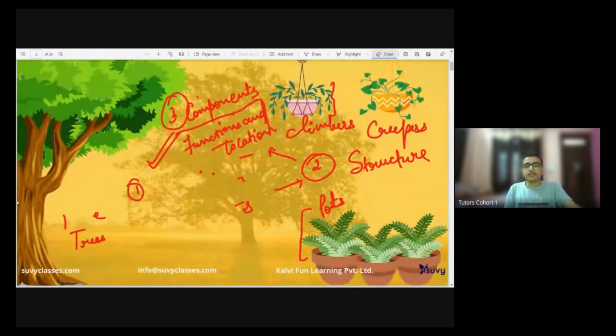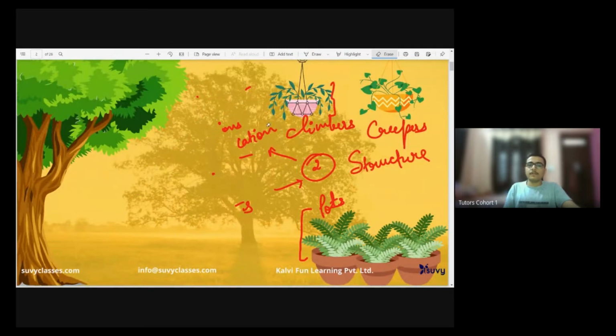If they ask you in your exam to differentiate between herbs and shrubs, what will you do? There is a proper method of writing the answer. Since we are focusing on exam, let's be exam oriented. Just draw two columns. Here write herbs, here write shrubs.